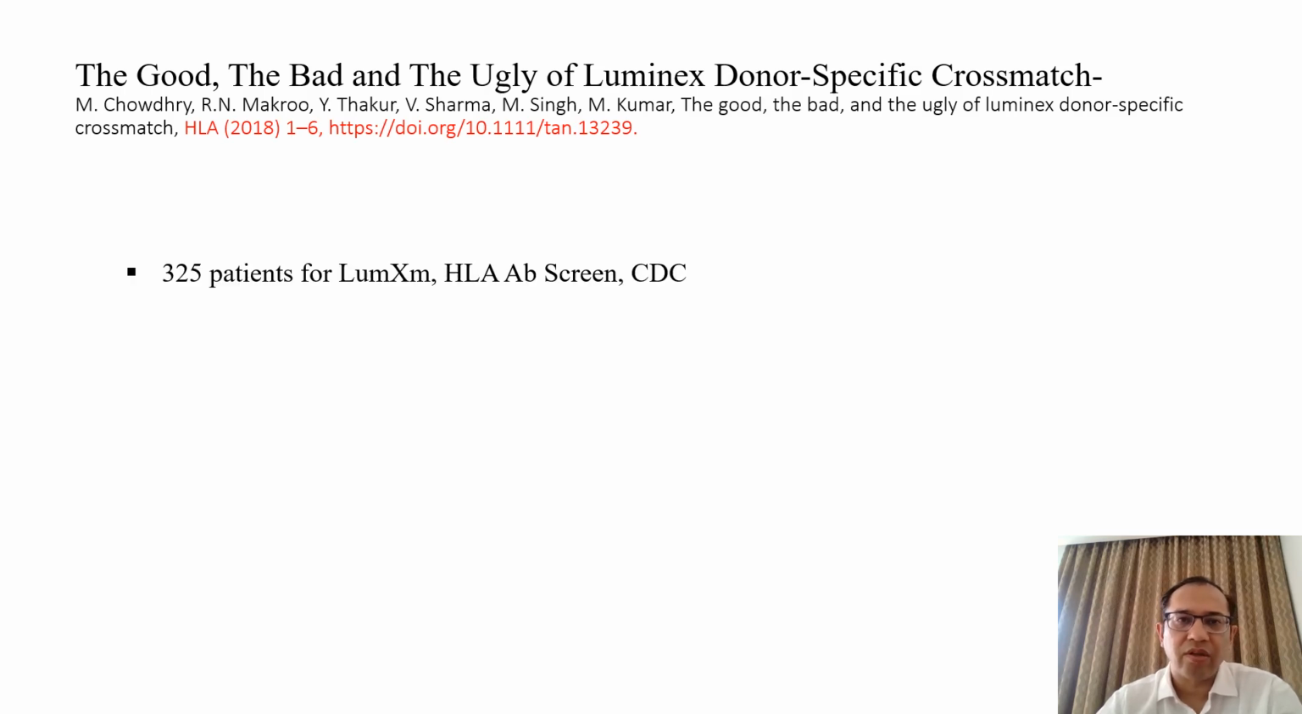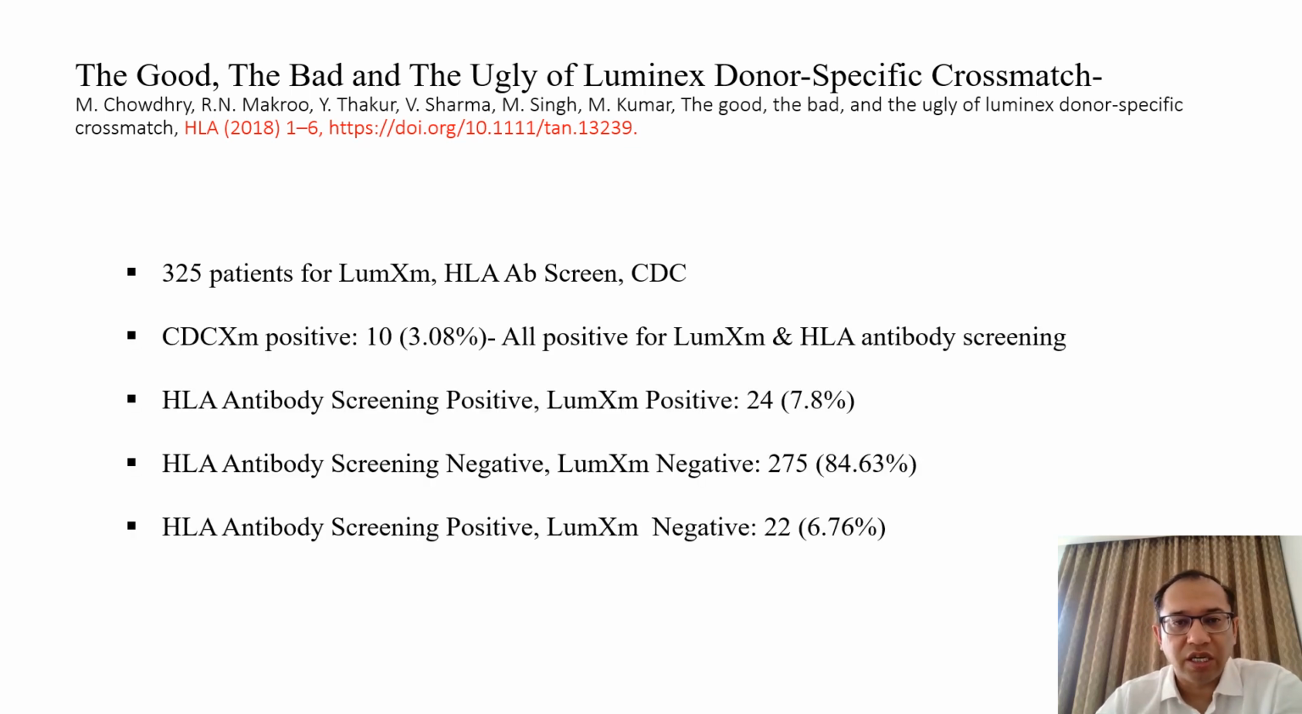This is the paper that we did on Luminex donor specific crossmatch. We called it the good, the bad, and the ugly of the Luminex donor specific crossmatch. We did 325 patients for Luminex crossmatch, HLA antibody screen, and CDC, and we found that CDC crossmatch was positive in 3%. Antibody screen positive and Luminex crossmatch positive were both found in 24 cases. Antibody screen negative and Luminex crossmatch negative were found in 275 cases. Antibody screen positive and Luminex crossmatch negative were found in 22 cases.